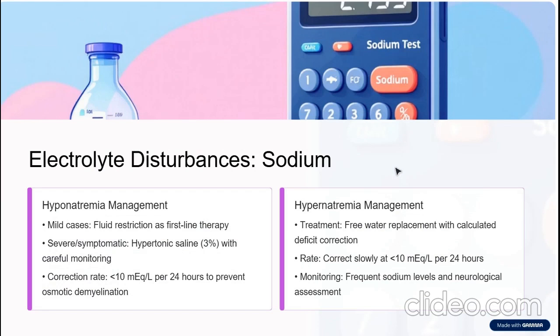Hyponatremia requires fluid restriction for mild cases, while severe cases need hypertonic saline with careful monitoring. Ensure correction rates stay below 10 milliequivalents per liter per 24 hours to avoid osmotic demyelination. For hypernatremia, replace free water, correcting deficits slowly at the same rate. Regularly monitor sodium levels and conduct neurological assessments to ensure patient safety.